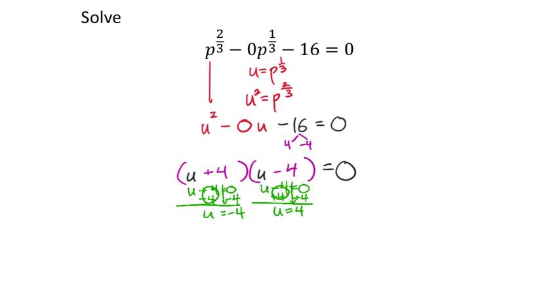But now I need to go back and say, well, u actually was replacing something else, which means that I need to go back and replace both of these u's with what it was originally, and that was p to the power of 1/3, both of them. So in other words, p to the power of 1/3 could equal -4, or p to the power of 1/3 could be +4.